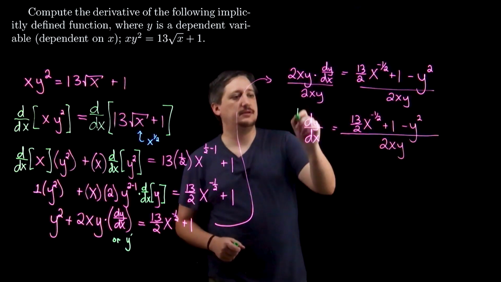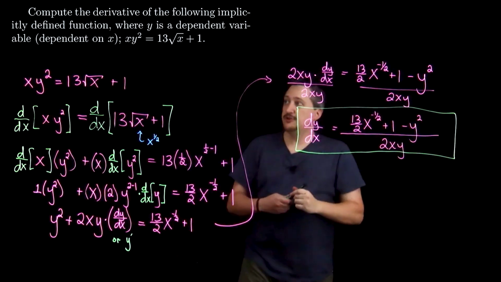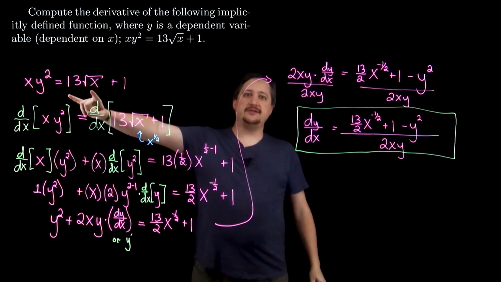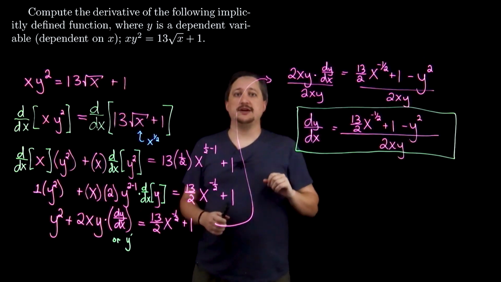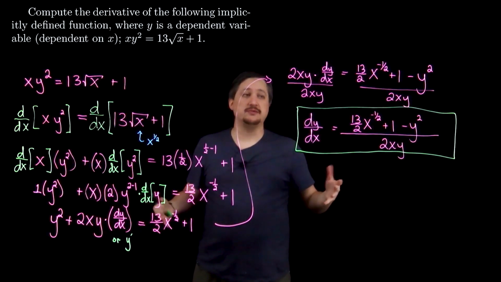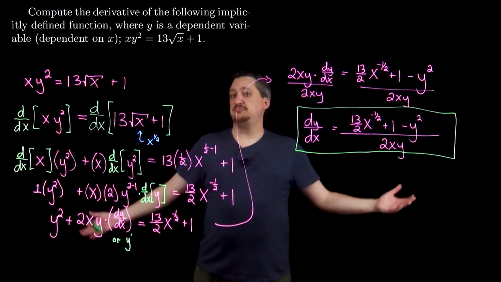So this is my final answer. Even though my original function was given as this implicitly defined thing, I could solve explicitly for dy dx, and that was good, right? So that's what I wanted to do. Okay? So that's that.